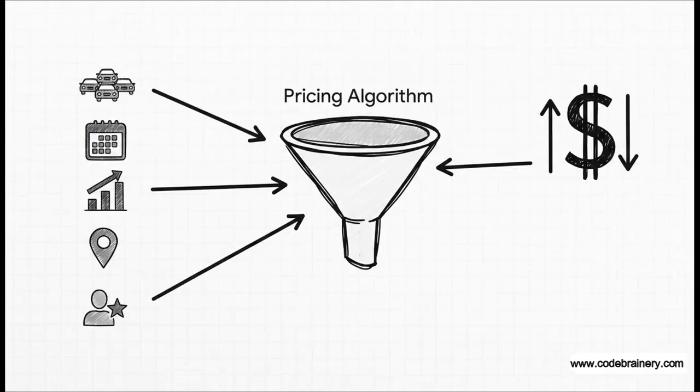Now, what's really cool is the data we can feed into a system like this. We look at our current fleet availability, seasonality, maybe a big conference or concert is in town. We could even have a process that scrapes our competitors' prices. This logic would probably live in its own dedicated pricing service, maybe using a simple rules engine or even a small machine learning model that gets smarter over time.